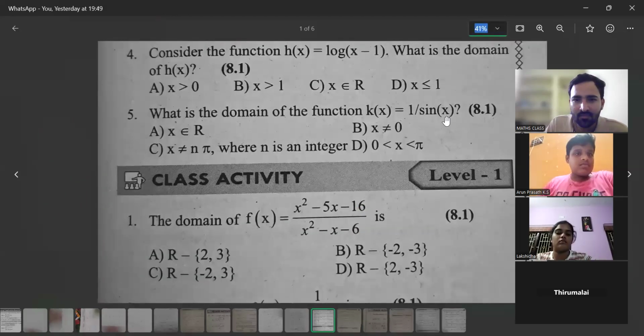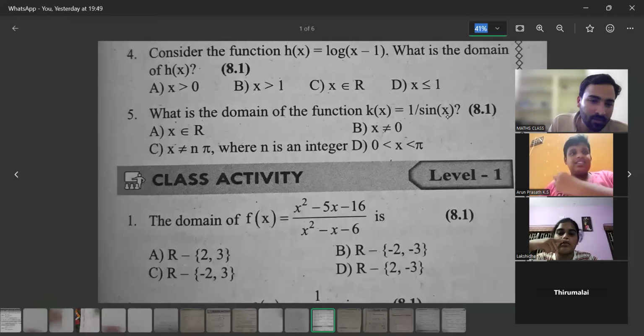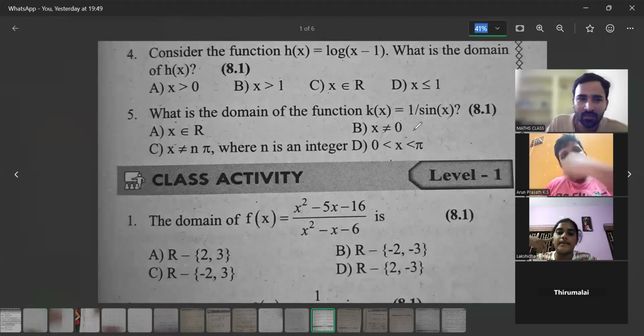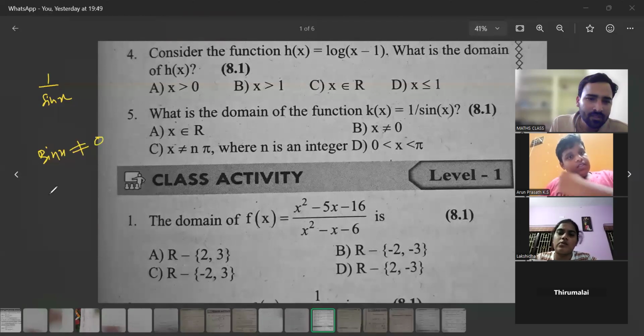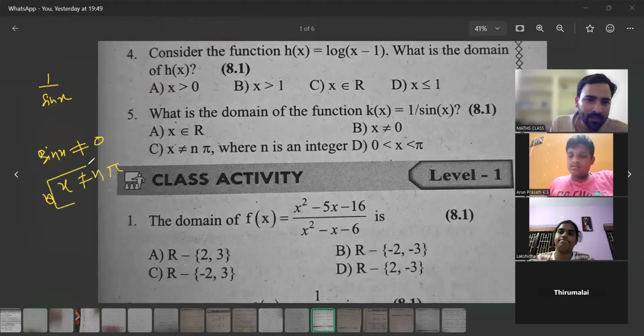1 upon sin x. What is the domain for 1 upon sin x? In the case of 1 upon sin x, sin x cannot be 0, because 1 upon 0 is undefined. So it is only defined when sin x is not equal to 0. Sin x is 0 for x equals n pi, so x cannot be equal to n pi. This one is correct.